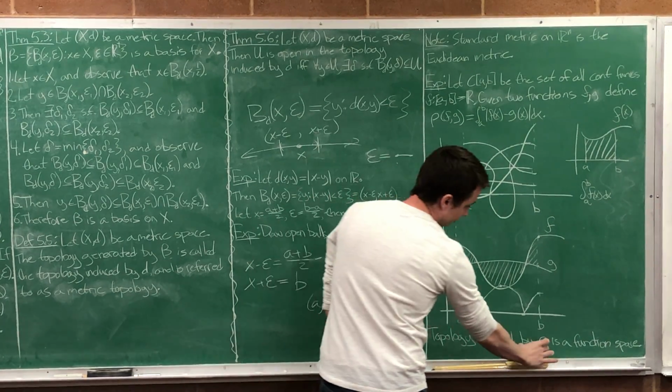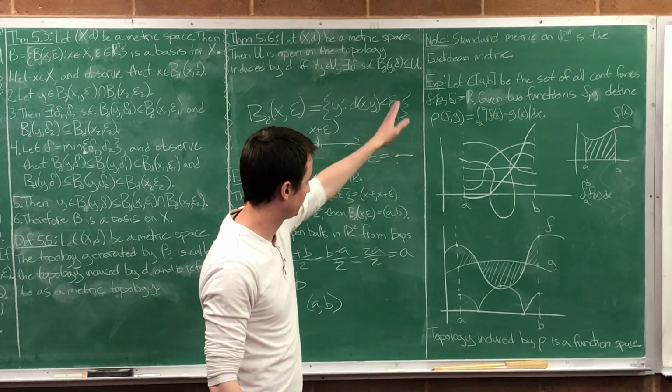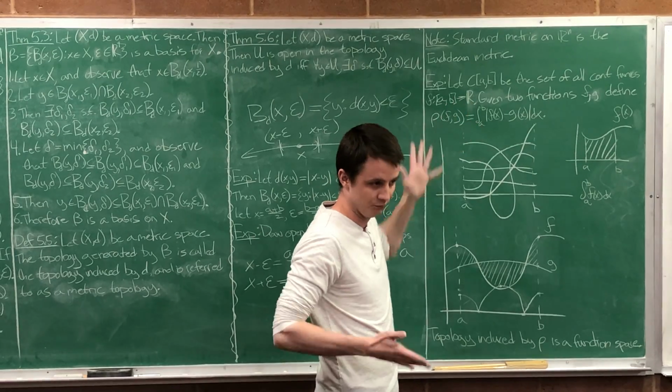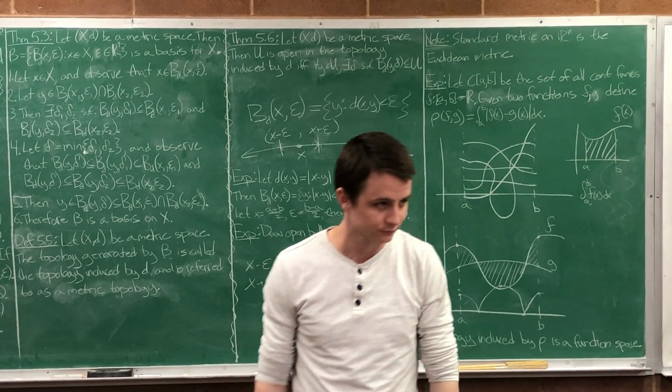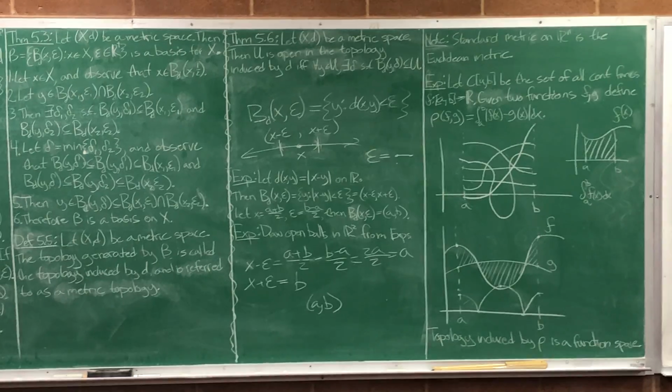And then the topology induced by rho is called a function space. So the topology that you get from this metric is called a function space. All right. Special name for that kind of topological space. But yeah, that's it. Nice short class.